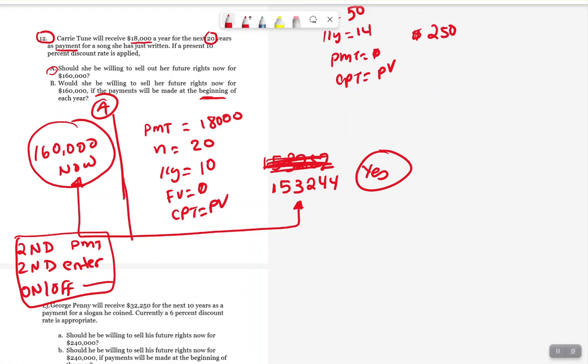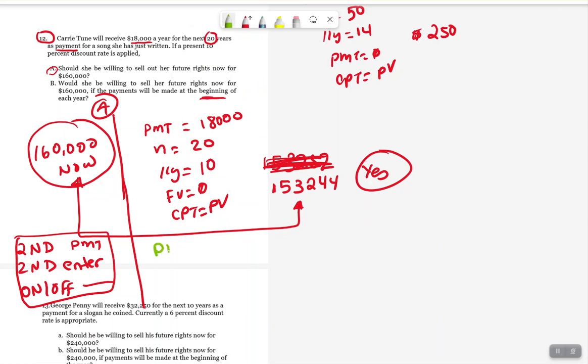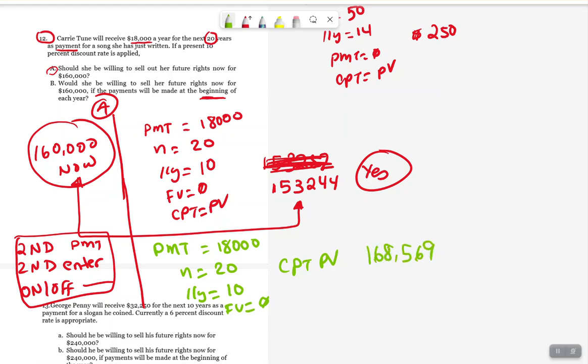So when you're doing it, you're going to do the same calculation that we did before, and all we're going to do is in begin mode. So payment will be 18,000. Your N will be still 20. Your I/Y is still going to be 10. Your future value is equal to 0. You're going to compute your present value. In this case, your present value will come to 168,569. So now if somebody offered you 160,000 now, or you receive that much money within equal payments for 20 years, you'll get more money.